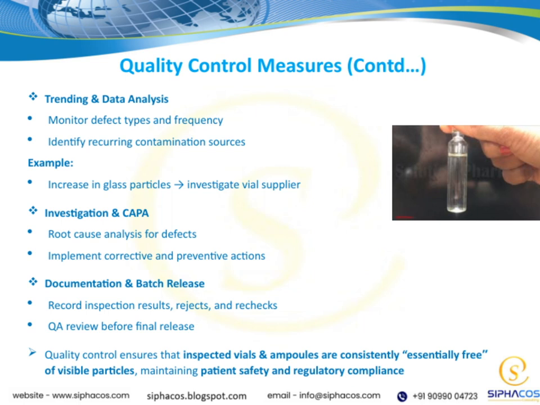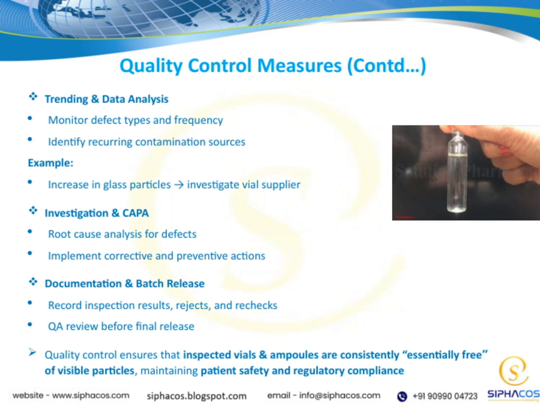Moving on to investigation and CAPA. This is where root cause analysis comes into play. We need to understand exactly what's causing these defects so we can implement effective corrective and preventive actions. This step is crucial to prevent issues from recurring and to keep our products safe.